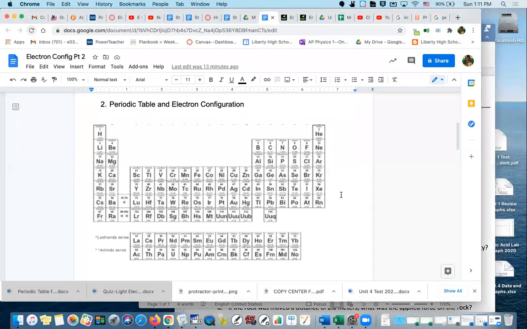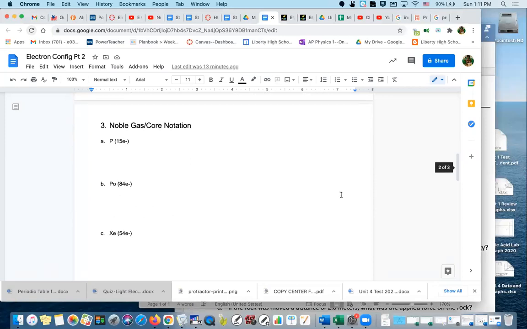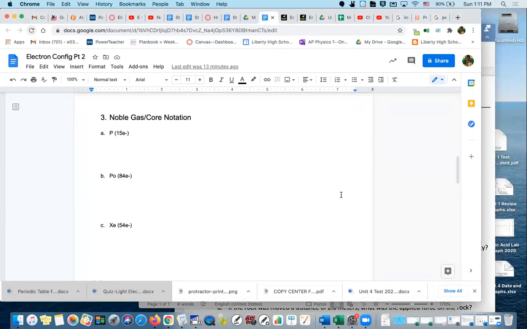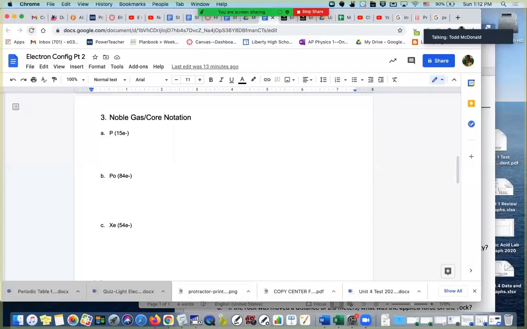Okay. All right. Now, moving on, we got a couple more things to talk about. Shortcuts. You guys all like shortcuts, I'm sure. So let me show you the shortcut. The shortcut is called noble gas or core notation. Okay. If we were to deal with phosphorus based on the periodic table, we've got 15 electrons.